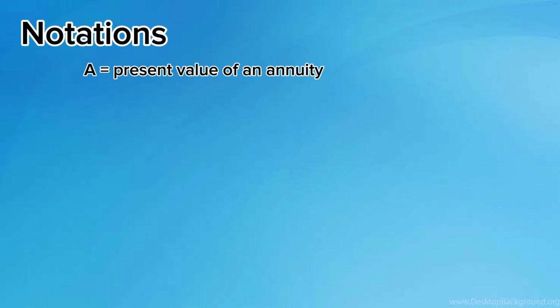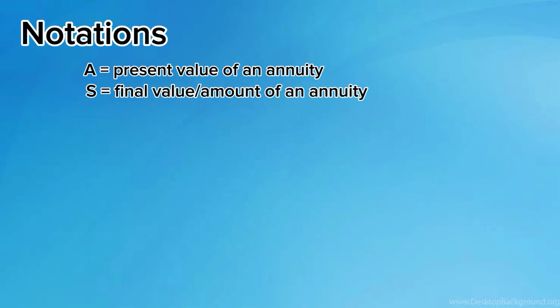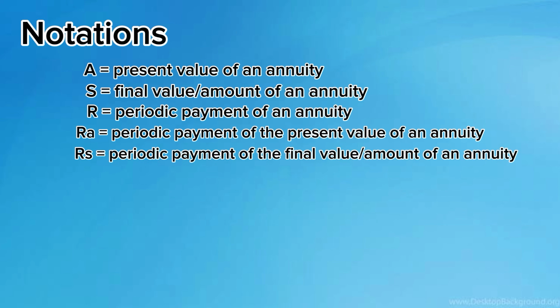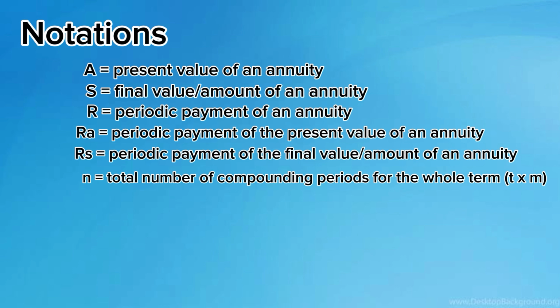Notations. A equals present value of an annuity. S equals final value amount of an annuity. R equals periodic payment of an annuity. RA equals periodic payment of the present value of an annuity. RS equals periodic payment of the final value amount of an annuity. N equals total number of compounding periods for the whole term, T times M.